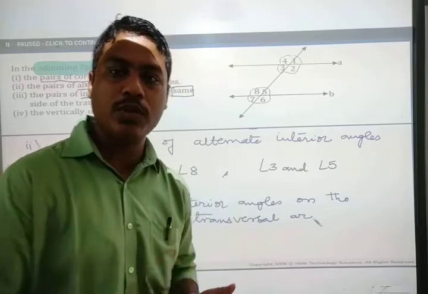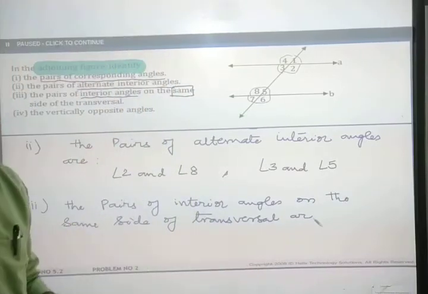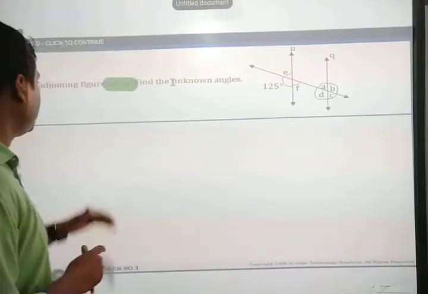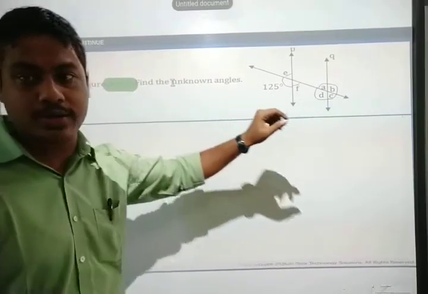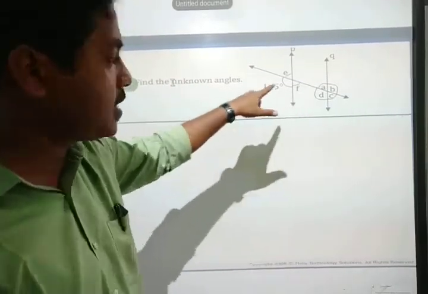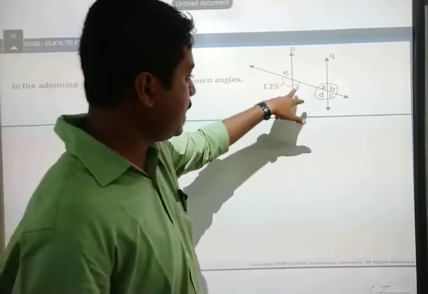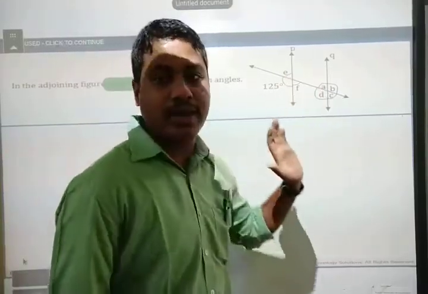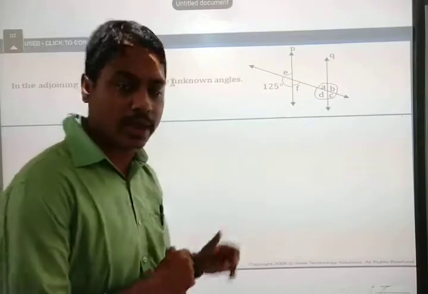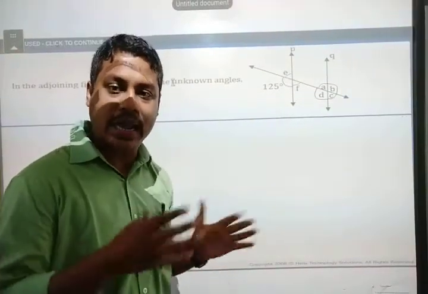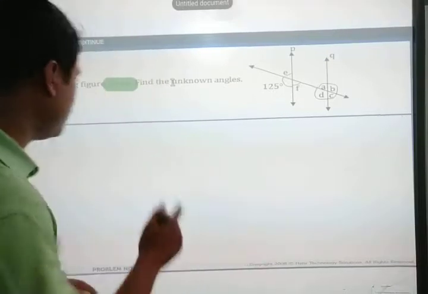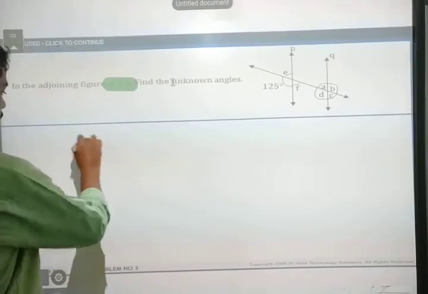Now let us move to question number 3. Okay, now see question number 3. In the adjoining figure, P is parallel to Q, find the unknown angles. If you see in the diagram, there are a total of 6 unknown angles: E, F, A, B, C, D. We need to find the unknown angles. How will you find them out? We have to use the parallel lines property. So the first one, if I try the solution.